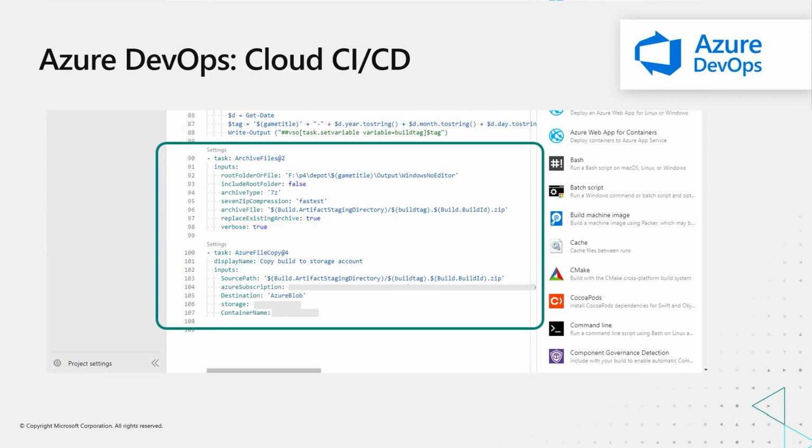The two final tasks take care of compressing the output files into a single file for upload. Here, the archive files task uses the pipeline variable that was set in the previous task and appends that to the file name with the compression operation. Finally, the Azure file copy task uses AZCopy to move that build off the build agent and into a blob storage container for use downstream.